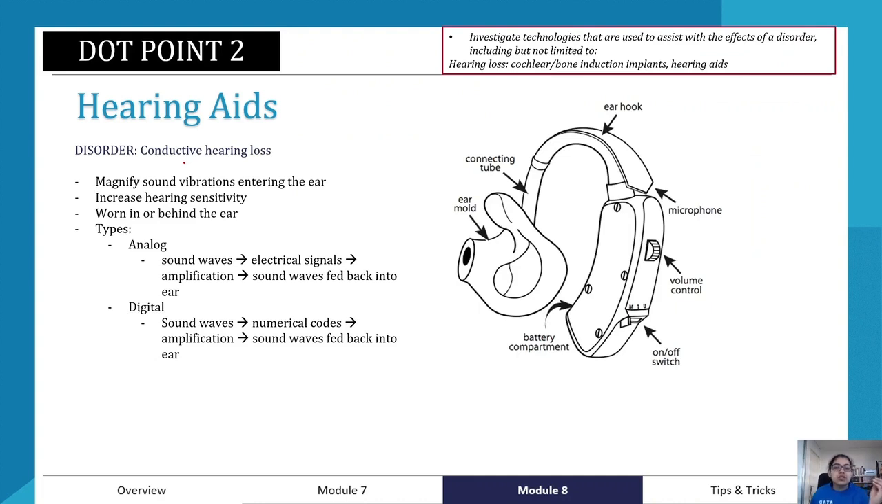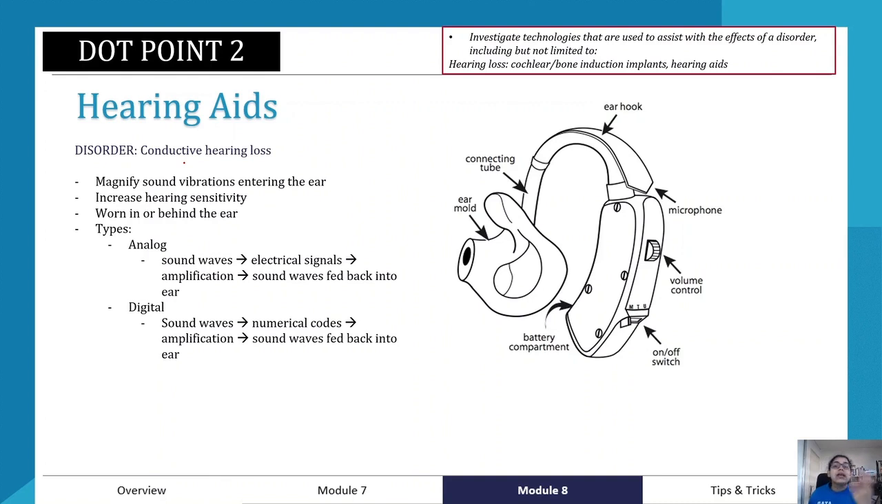So what are the technologies available? We've got hearing aids. Hearing aids are used for conductive hearing loss. They're not used for sensorineural, only for conductive hearing loss, because what hearing aids do is magnify the sound vibrations coming through the ear. And remember, that is what's happening with the outer ear, right? Your pinna and your ear canal, the sound waves are traveling through. If there's something wrong with them and the sound waves aren't traveling all the way to the middle and inner ear, we use a hearing aid to amplify those sounds so that they can travel through.